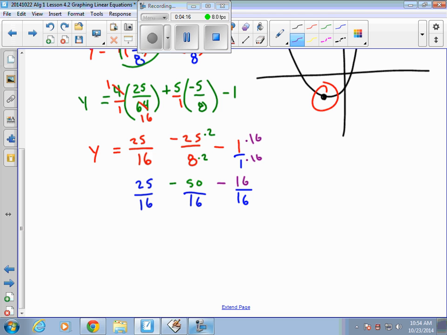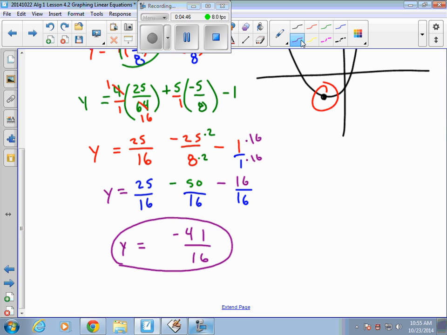Now we have all of the same denominators. So we'll keep that denominator the same, 16. And we'll subtract 25 minus 50, and we'll get negative 25. And negative 25 minus 16. 6 and 5 together is going to be 11. 2, 1, and 1 is going to be negative 41 over 16. So as ugly as this is, y is going to be negative 41 over 16.